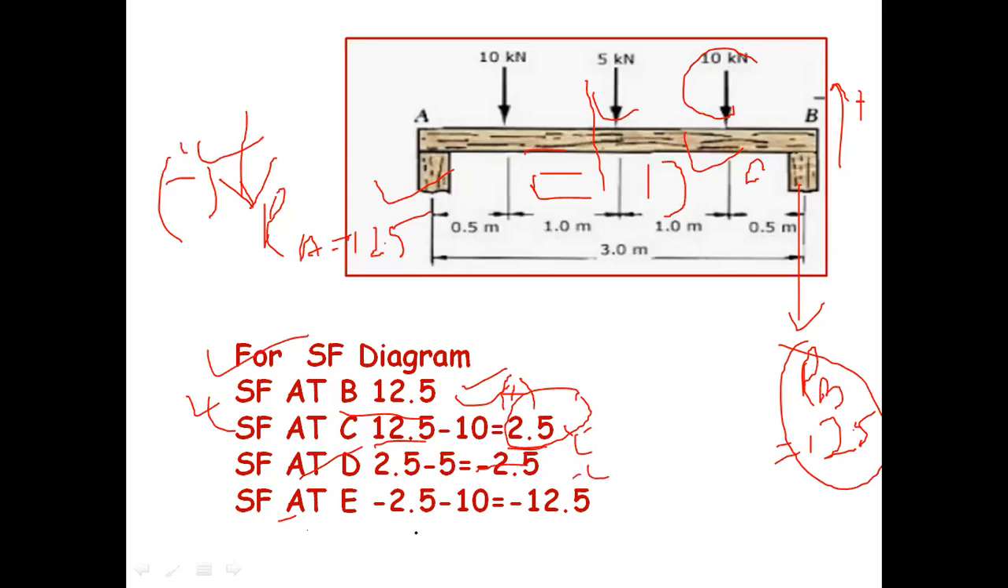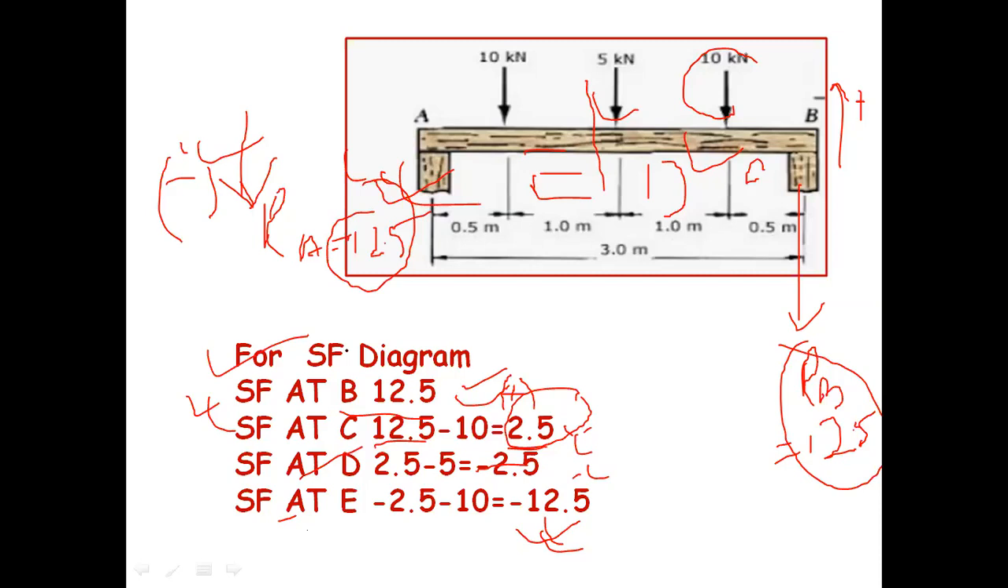Again SF at E is equal to how much? 2.5 is downward, and at E there is 10 kilonewton downward, which is 12.5. And SF at A we already know is 12.5. So this value and this value must be the same. So 12.5.